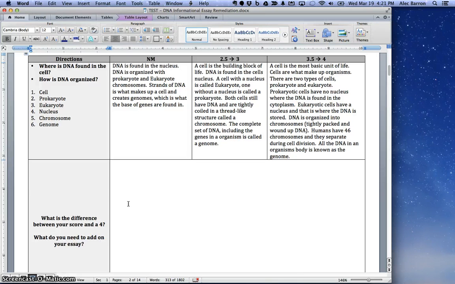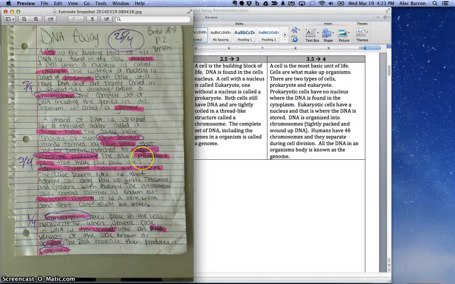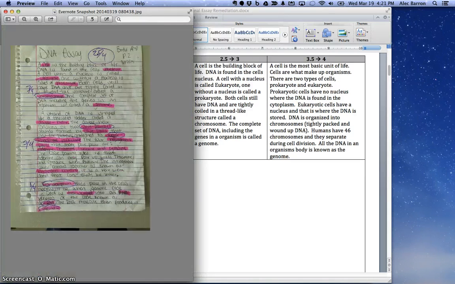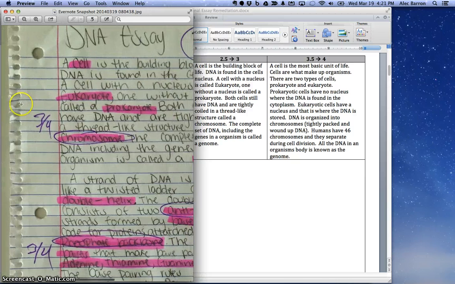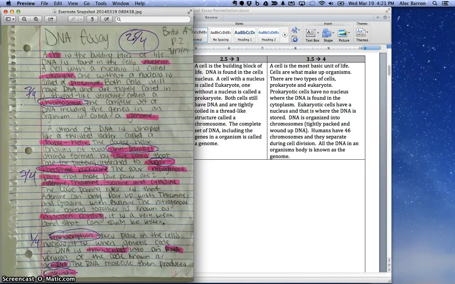So what I'd like to do is show one scholar's paper, and this is Britzy from our class. And what you can see is that overall she got a 2.5. Her first paragraph she got a 3, which meant she mostly understood everything. You'll see that I actually circled the word chromosome. So anywhere on your paper that you see a circle means that you didn't fully define what that word means, or you didn't accurately define what that word means.